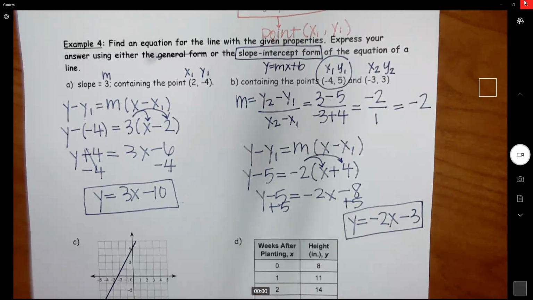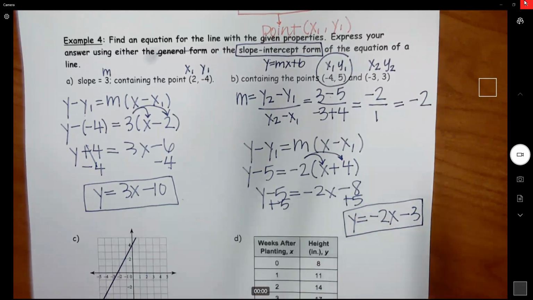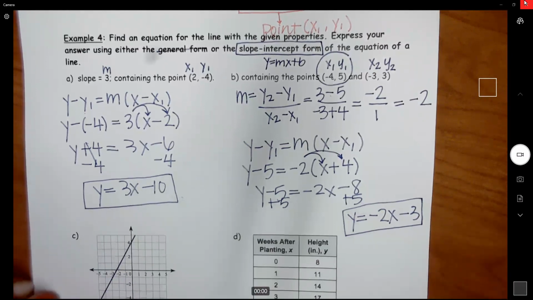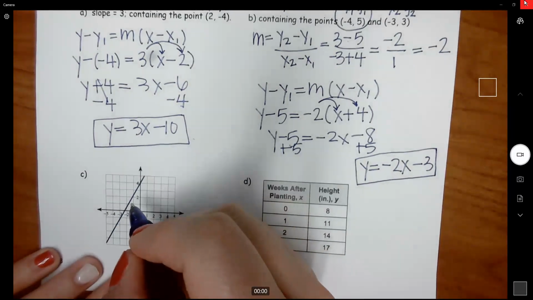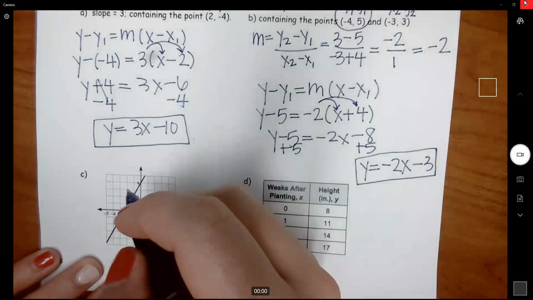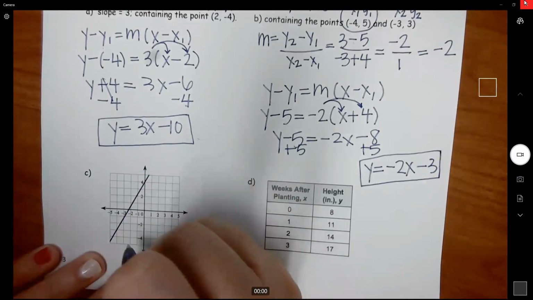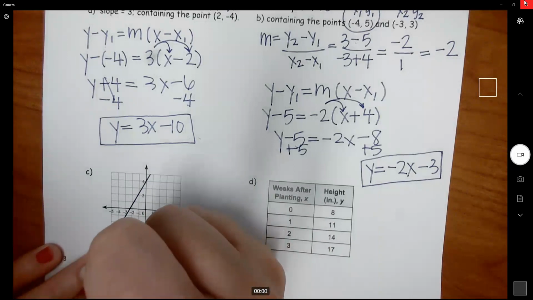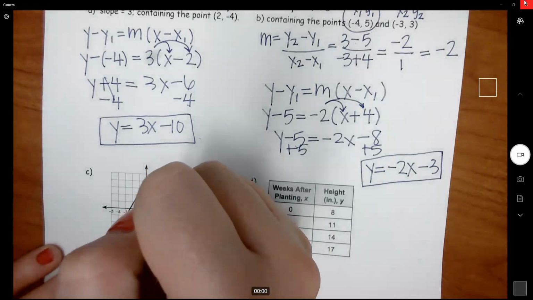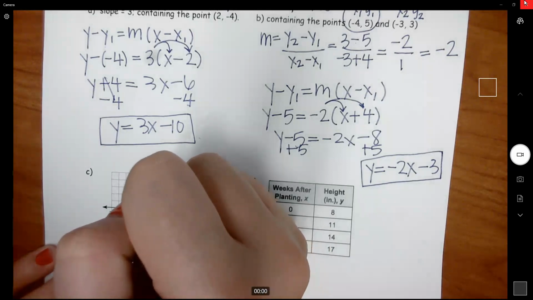Now C and D are going to kind of trick you into doing the exact same thing, right? We don't need point slope formula for these though. When I am given a graph, we can find our slope. Let's see. I have a point here, and it looks like I have a point here.